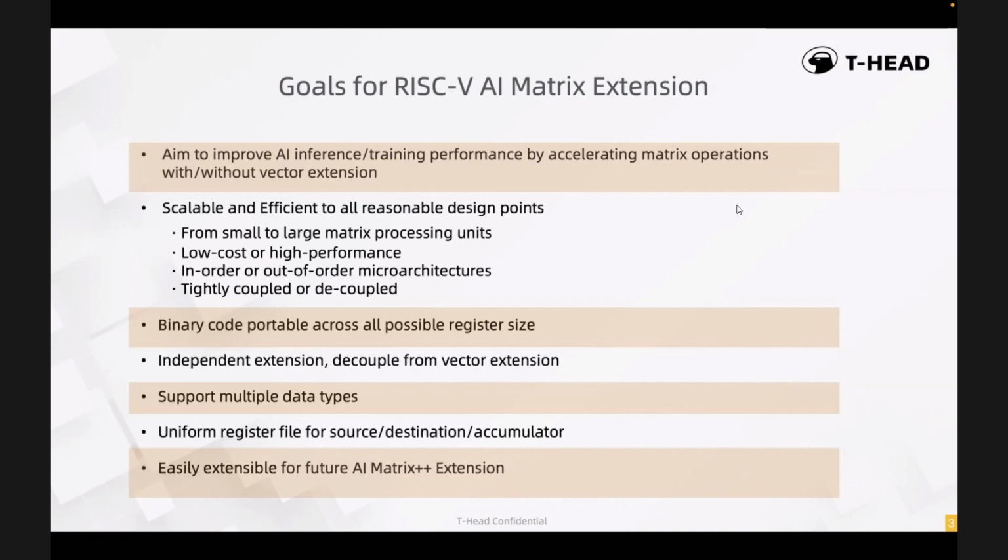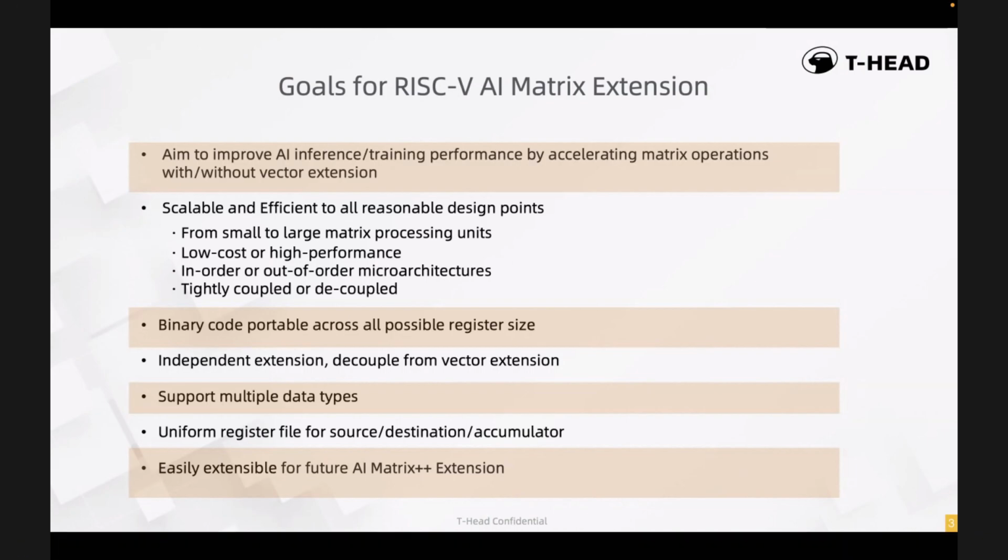In addition to being scalable, the extension should be binary code portable across all possible matrix register file sizes, just like vector extension. There should be no need to recompile or rewrite assembler or C intrinsics when register file size changes. Matrix extension should be an independent extension decoupled from vector extension. I will talk about it in more detail later because it's a hot topic among us.